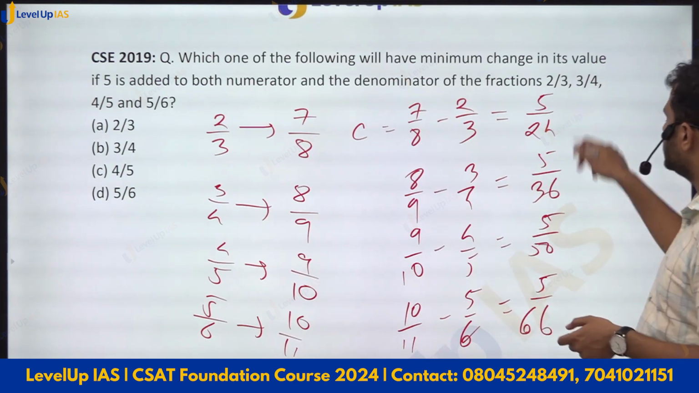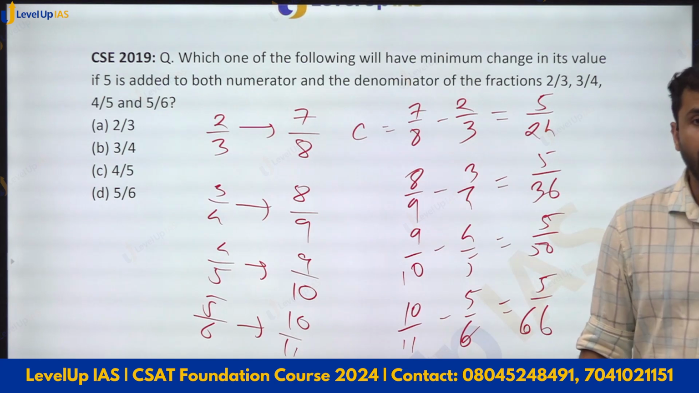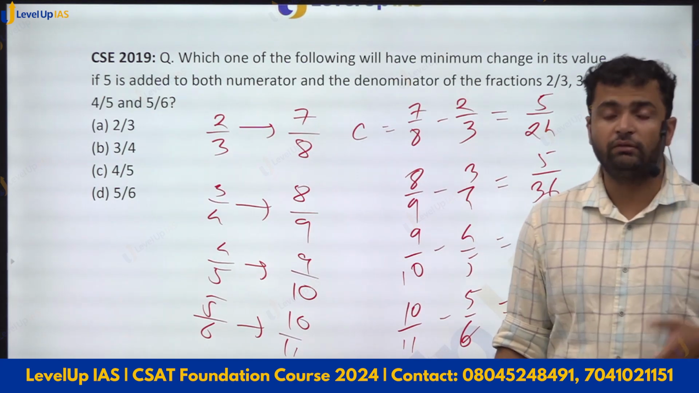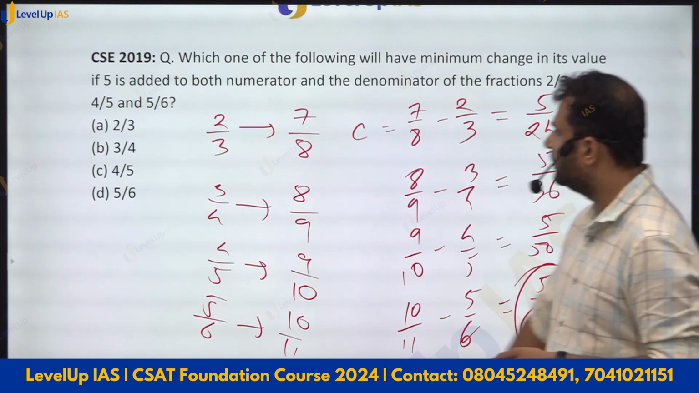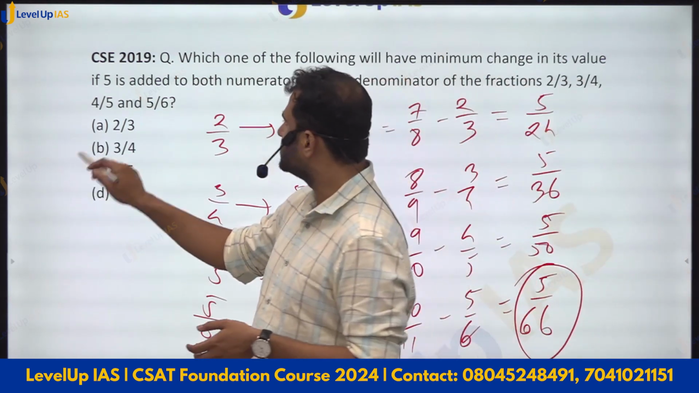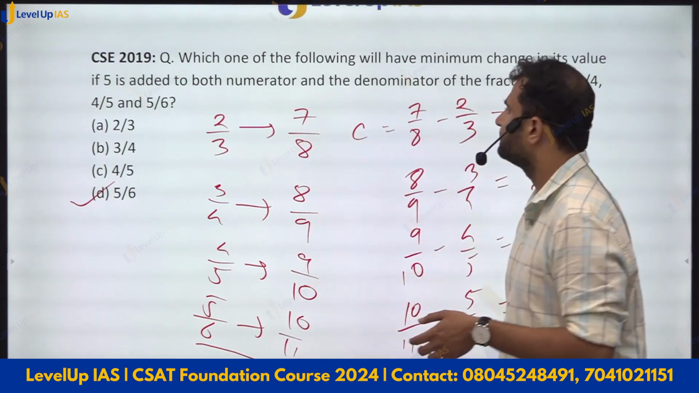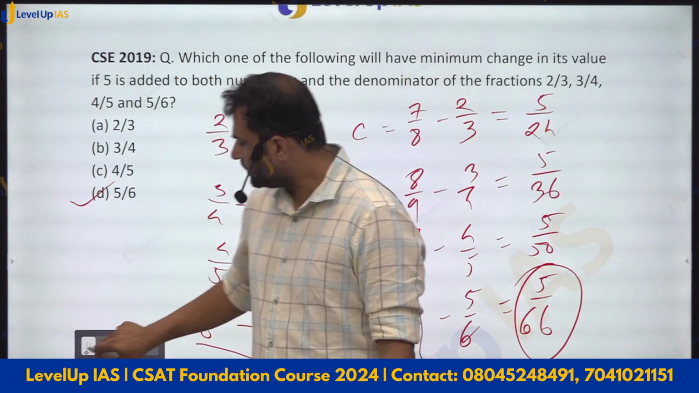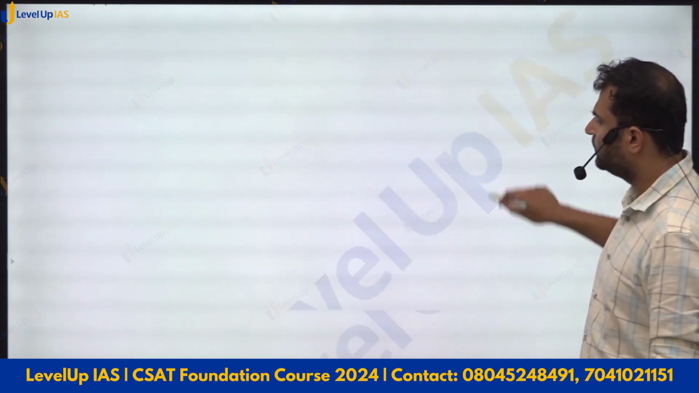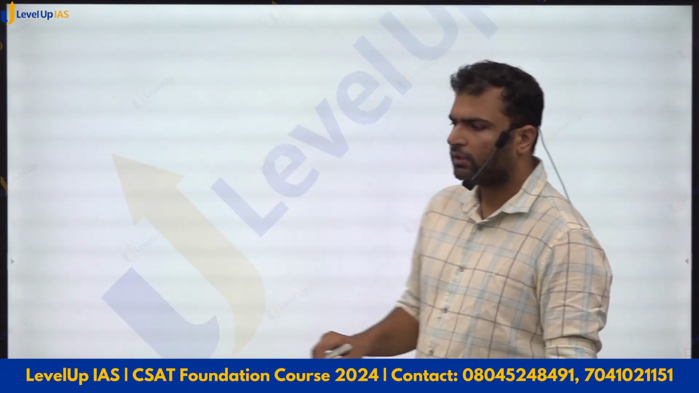When the numerator is the same, the fraction having the highest denominator is the smallest. So this is the smallest fraction of them all. So this is the smallest change. So the answer is 5 by 6. Right? That is all. I hope the arithmetic was clear for you.